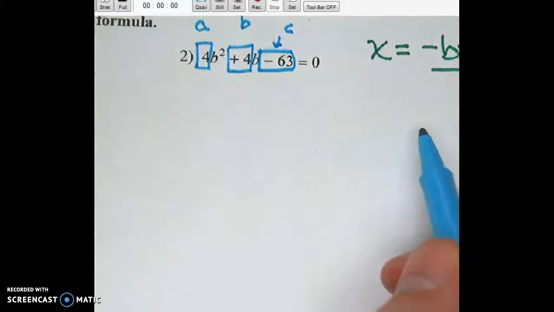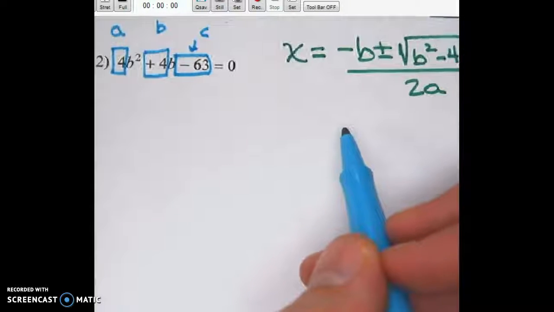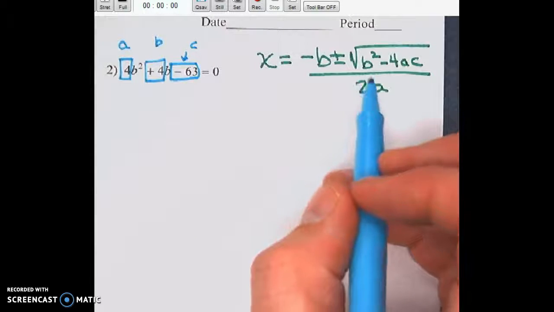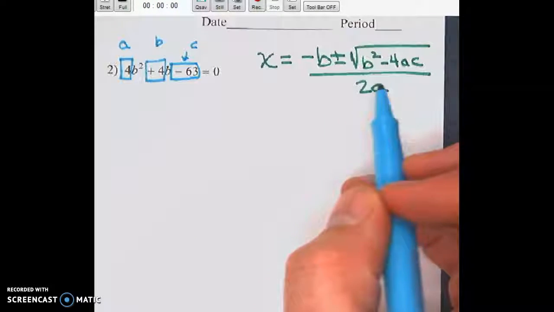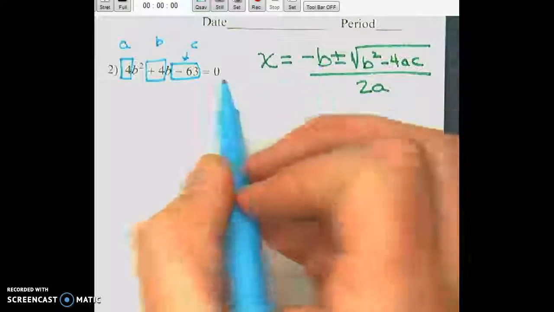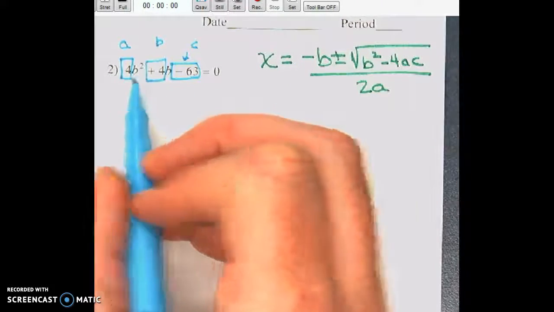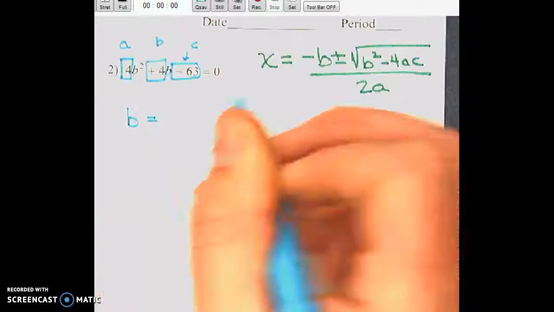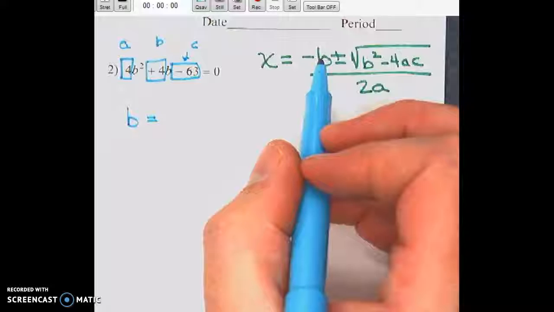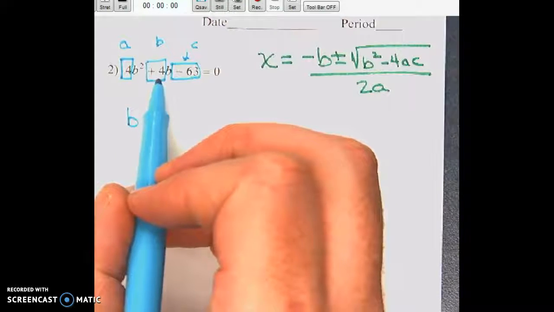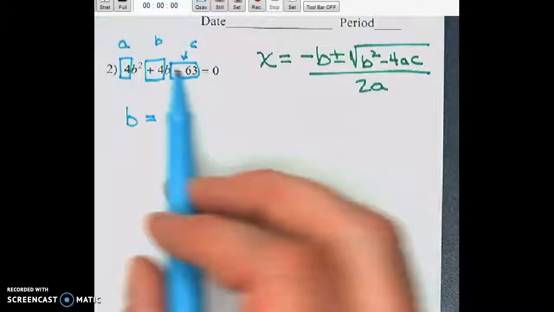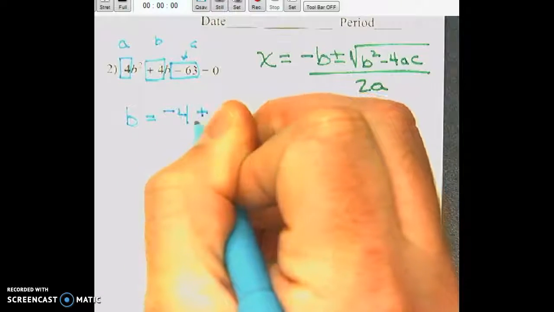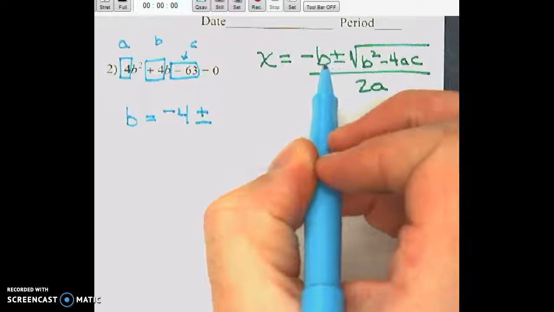Now that we have the a, b, and c, we can plug them into our quadratic formula, which is negative b plus or minus the square root of b squared minus 4ac, all divided by 2a. So let's start. Instead of writing x equals, we'll write b equals. We start with the opposite of our b term. Our b term is a positive 4, so the opposite is negative 4. So negative 4 plus or minus, because that's what comes after the negative b.